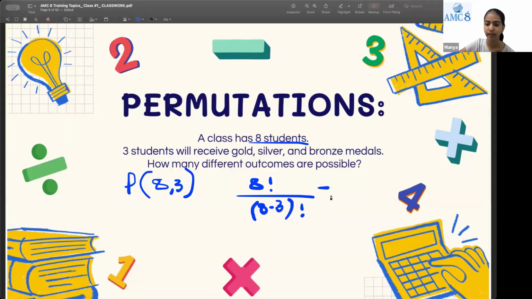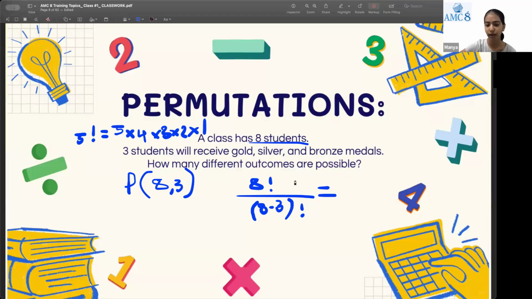Factorial just means a number n times n minus 1 times n minus 2 times n minus 3, all the way until 1. Suppose it would be 5 factorial. 5 factorial would be equal to 5 times 4 times 3 times 2 times 1. 6 factorial would be 6 times 5 times 4 times 3 times 2 times 1.